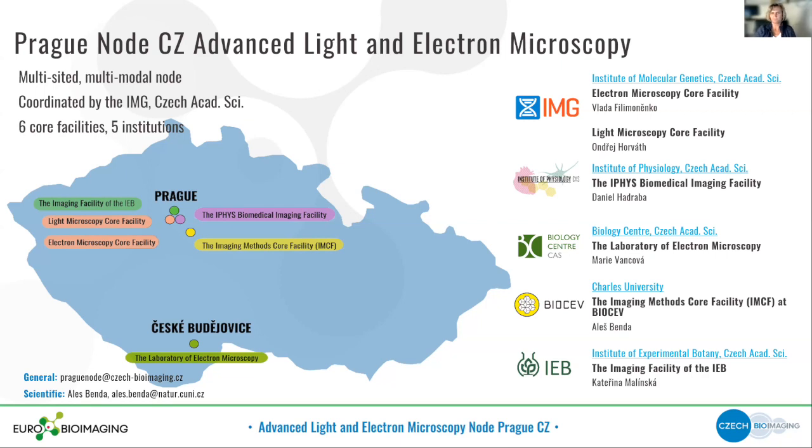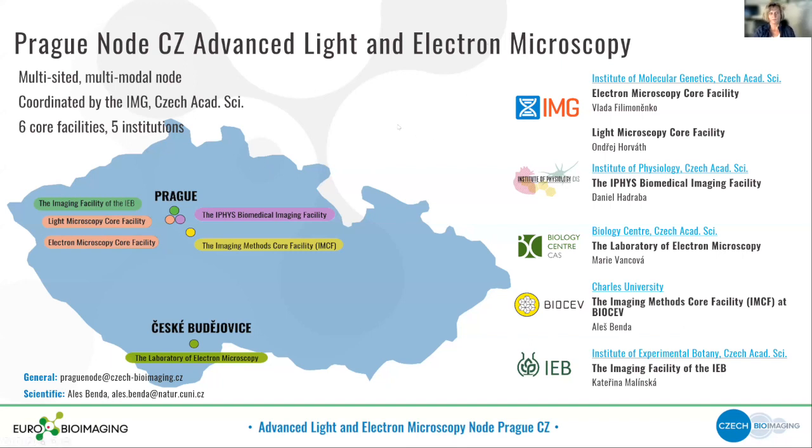So who are we? The Prague node consists of 6 facilities, which are located at 5 different institutes in Prague or in South Bohemia. The Prague node is coordinated from the Institute of Molecular Genetics. And we have one facility dedicated directly to plant imaging, which is the Institute of Experimental Botany here in the north part of Prague.